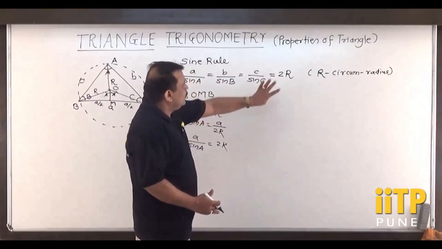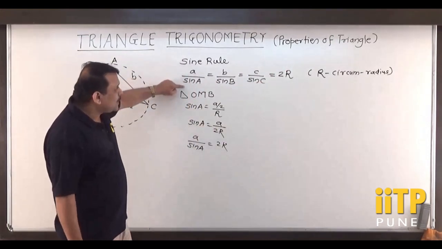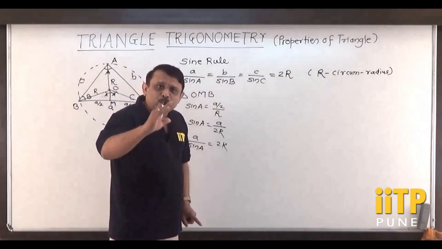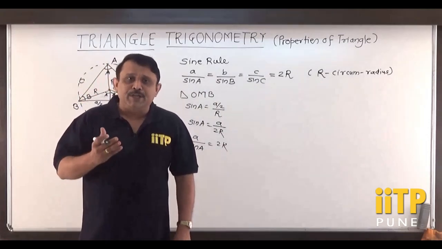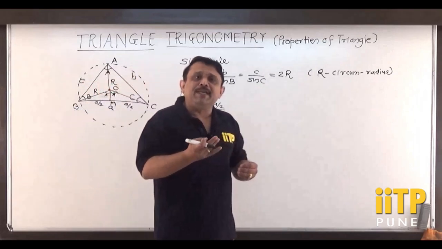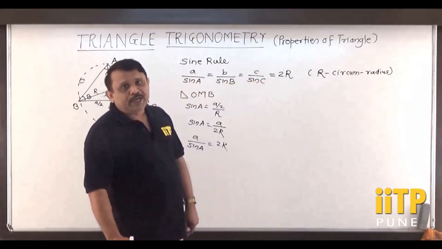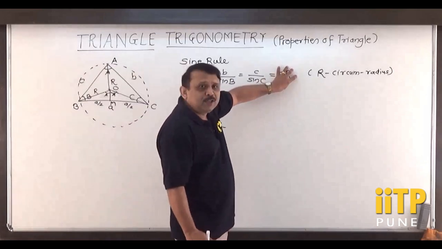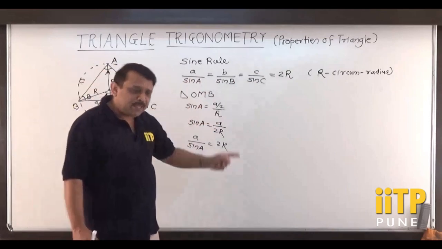If I consider this 2R is equal to some constant K, so a upon sin A equal to K means a is equal to K sin A. Similarly, b is equal to K sin B, c is equal to K sin C, where K is the constant of proportionality. So we can always express sides small a, b, c in terms of sin A, sin B, sin C with some proportionality constant. Similarly, I can write sin A equal to aK. If I assume that this 2R is 1 by K, then sin A becomes aK, sin B becomes bK, sin C becomes cK.